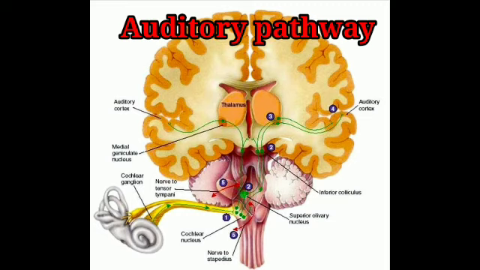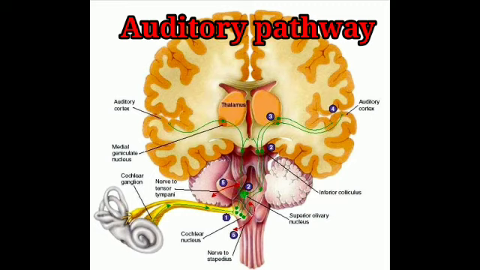The third order neurons are located in the superior olivary nucleus. Their axons form the lateral lemniscus, and these lateral lemniscus fibers reach the inferior colliculus. The fourth order neuron lies in the inferior colliculus, and their processes pass through the inferior brachium in order to reach the medial geniculate body. And the fifth order neurons lie in the medial geniculate body, and their axons form the auditory radiations.